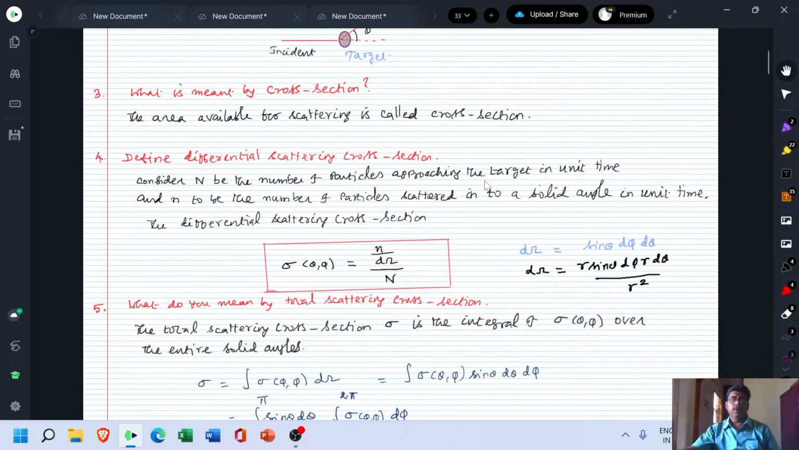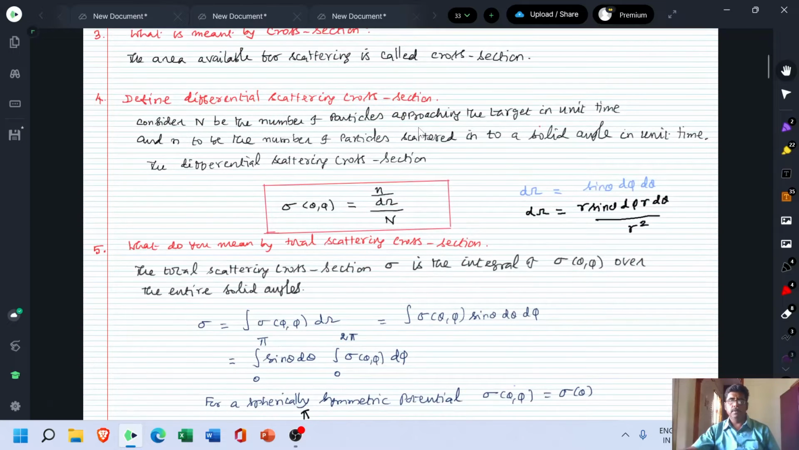Third question is, what is meant by cross section? The area available for scattering is called cross section. Define differential scattering cross section.